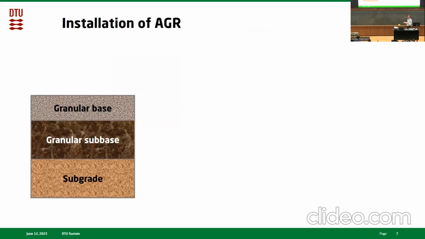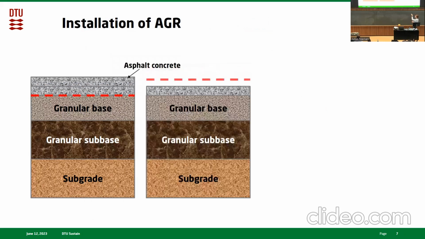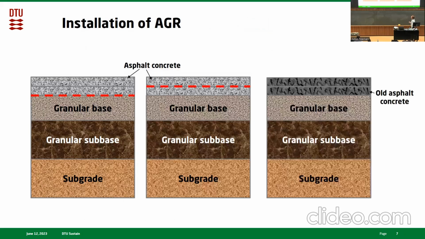These are designed to be installed near the asphalt layers, so either at the bottom of the base and covered by some asphalt. They can also be installed in between two asphalt layers. And finally, you can use these grids in existing pavement systems.